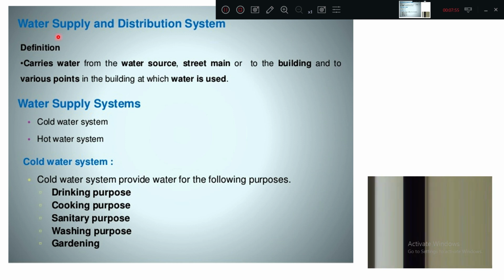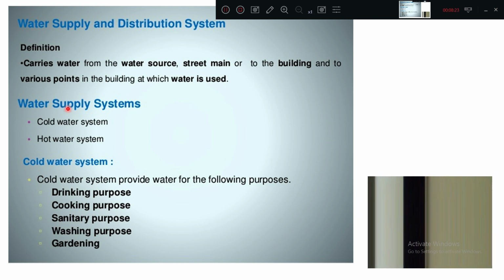Now we have the water supply and distribution system. Definition: what do you mean by this? It carries water from the water source or street main to the building and to various points in the building at which water is used. Water supply means taking water from the source to the consumer point. All these things are called a water supply and distribution system.